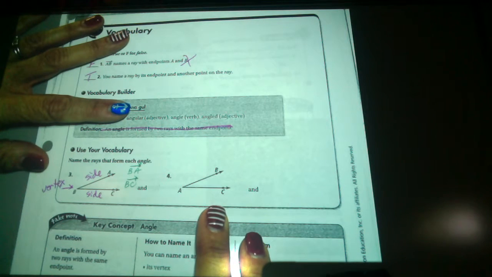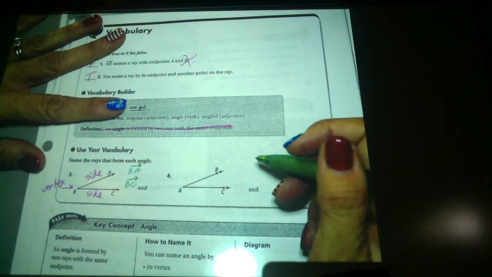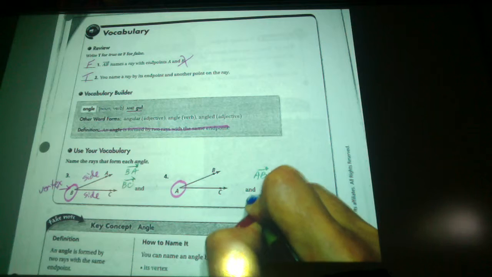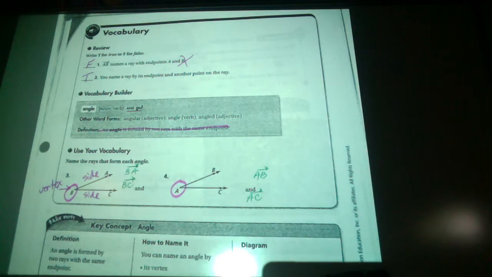So you are to name the rays that form each angle. So number 3, you have a ray that must start with B and go through A. So that's ray BA. And ray BC. So the rays on these ones are exactly the same, aren't they? No? Why? Very good. So our vertex here is B, but our vertex here is A. So be really careful. You've got ray AB and ray AC. So they have the same points.